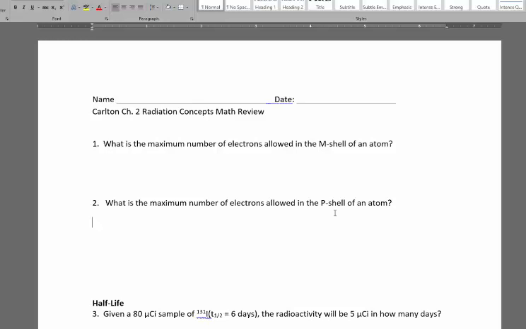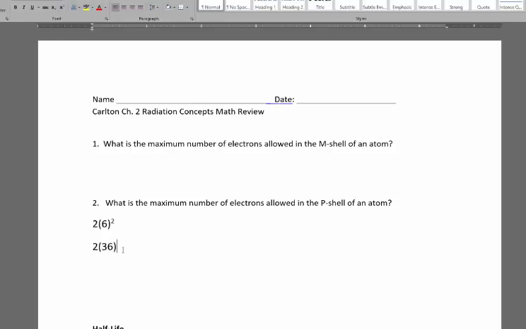So, this says, what is the maximum number of electrons allowed in the p shell of an atom? So, K is 1, L is 2, M is 3, N is 4, O is 5, and P is going to be 6. So that's the 6 shell. So, we should have 2 times 6 squared. So, first, by order of operations, we have to do 6 squared. 36 times 2, and that equals 72. So your answer is the maximum number of electrons allowed in the p shell of an atom is 72.